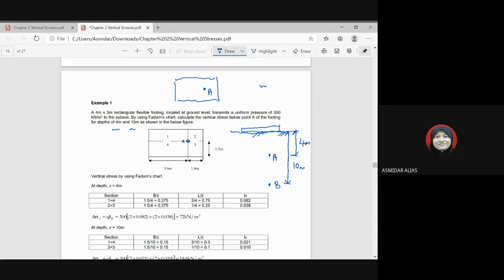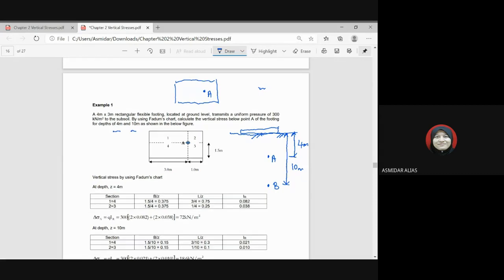So in order for us to use Fadum chart, kita kena buat something ke atas gambar ni supaya point A tu betul-betul terletak pada edge of rectangular section. So what the question suggests you to do, kita buat imaginary line ni. And then we have another imaginary line dekat horizontal ni. Okay, bila you buat imaginary line barulah syarat tu dipenuhi, di mana A betul-betul terletak di bucu rectangular section.